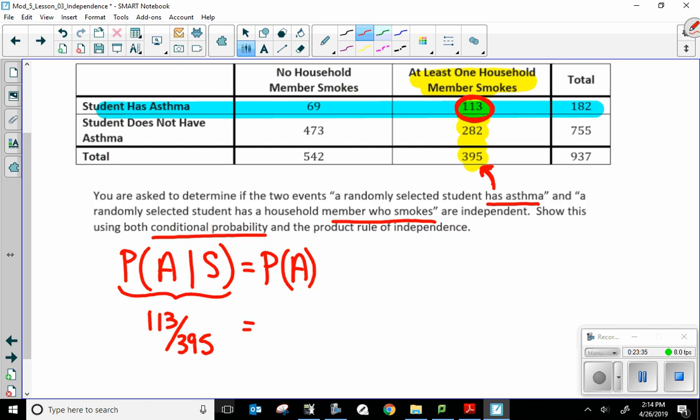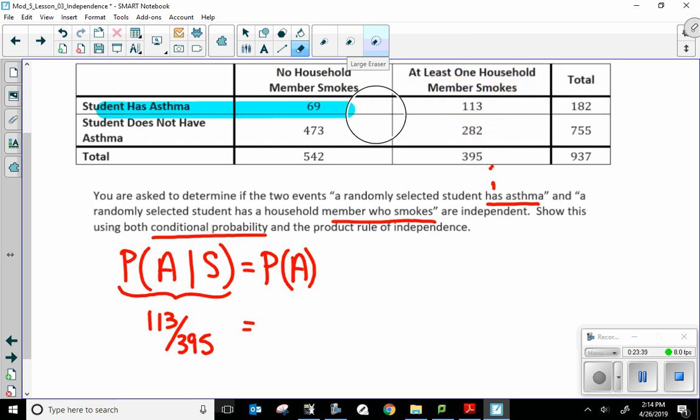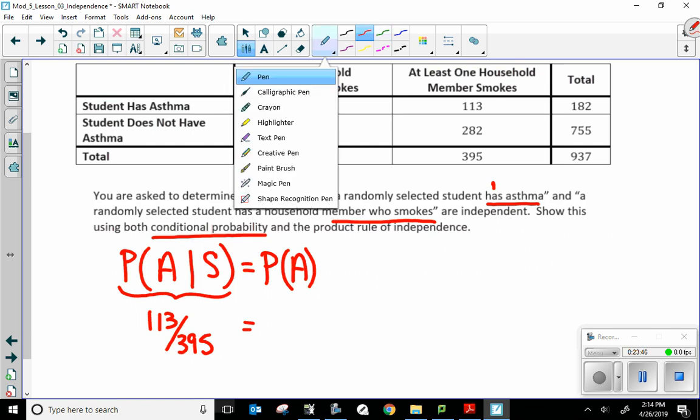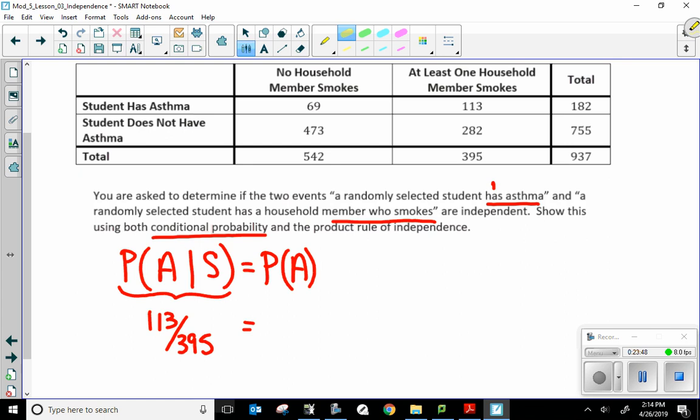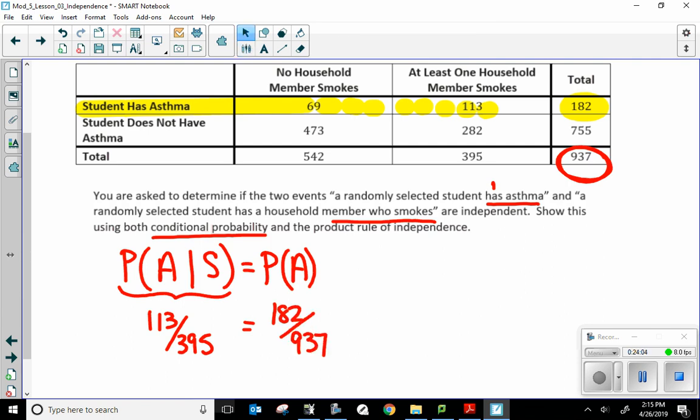Now, what's the probability that just point blank someone has asthma? So, let's go here again. Highlighter. These highlighters come in crazy good. Here's asthma. Here's the total number of people that have asthma. And this is the total of people that were interviewed. So that is 182 out of 937. I got to see if those are equal. They do not look equal to me.